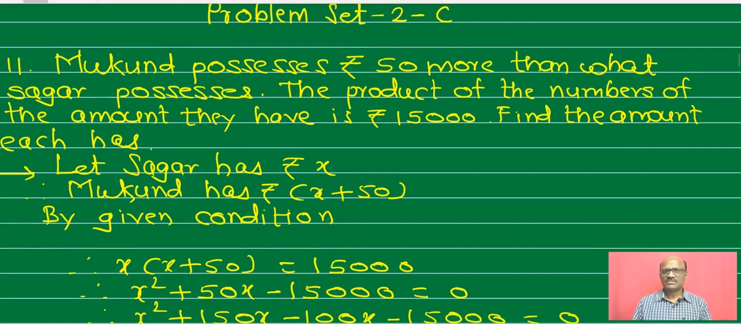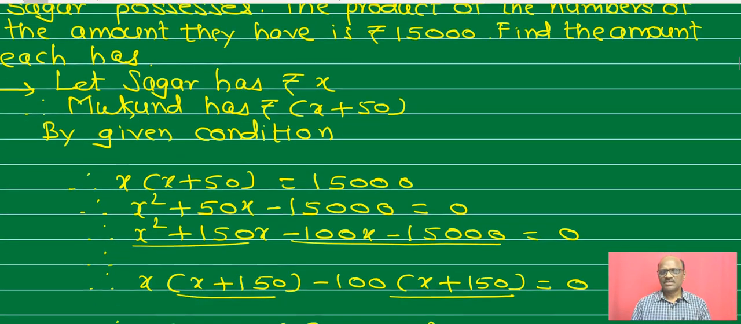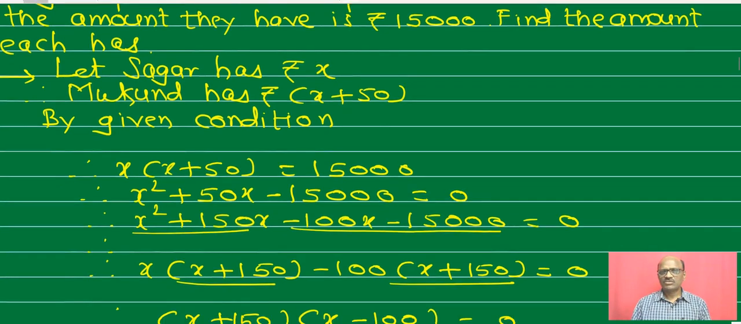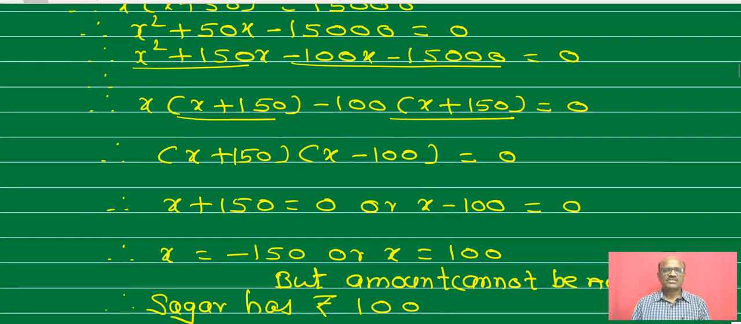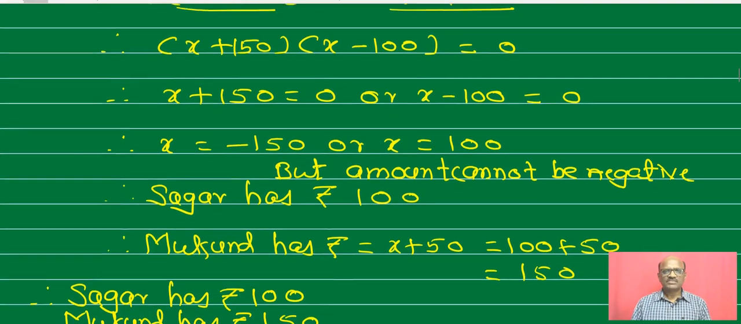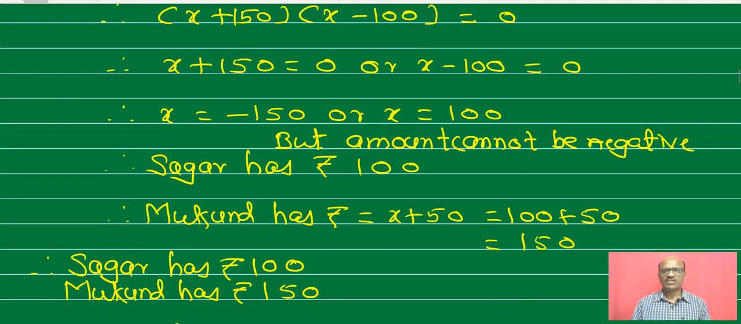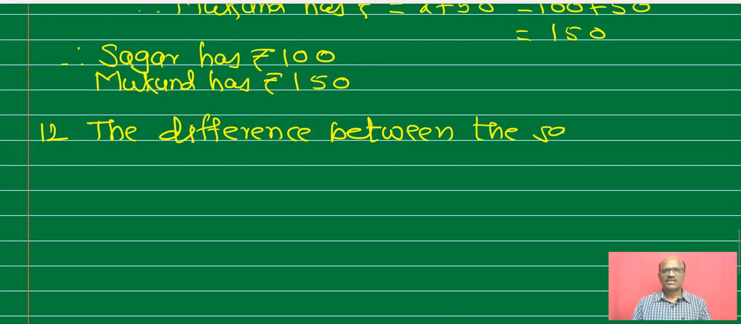Now we'll see again. Sagar has x, Mukund has x plus 50. Mukund has 50 rupees more. Therefore by the given condition x into (x plus 50) is equal to 15,000. And then the factorized values are x equals minus 150 and x equals 100, but the amount cannot be negative. Therefore Sagar has rupees 100 and Mukund has 150.